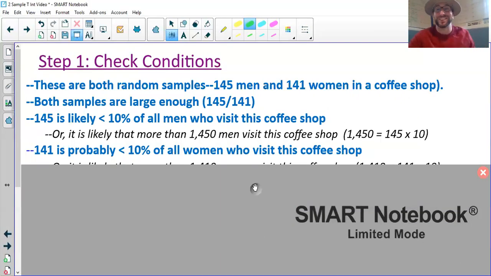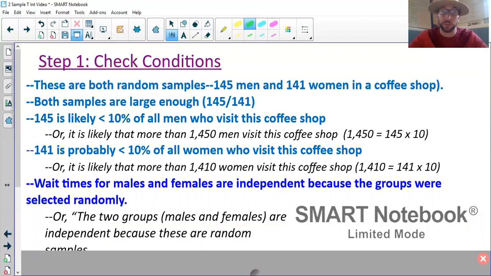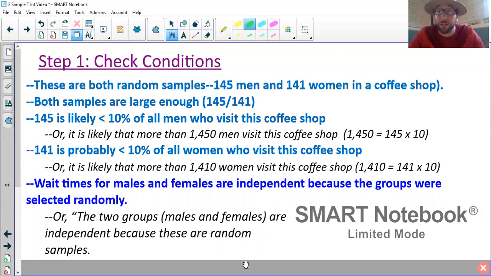Both samples are less than 10% of their respective populations. And this one's just in a different color blue because this didn't show up last week, right? This is just coming back to independent groups. What we're saying with independent groups is that we don't want the wait times for the males group to be related to the wait times for females. Like if they were all in the same line, then their wait times would be related, right? If it was just one line of people.